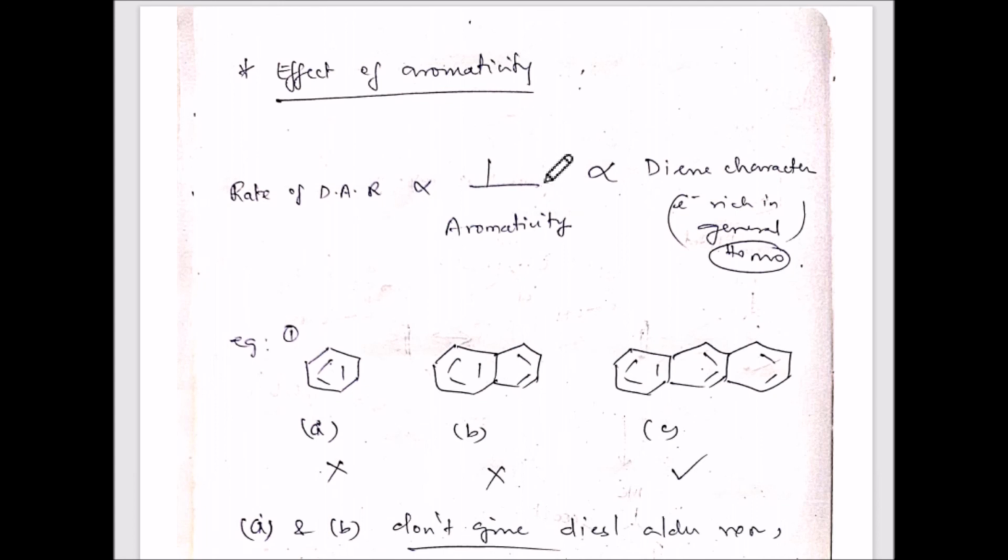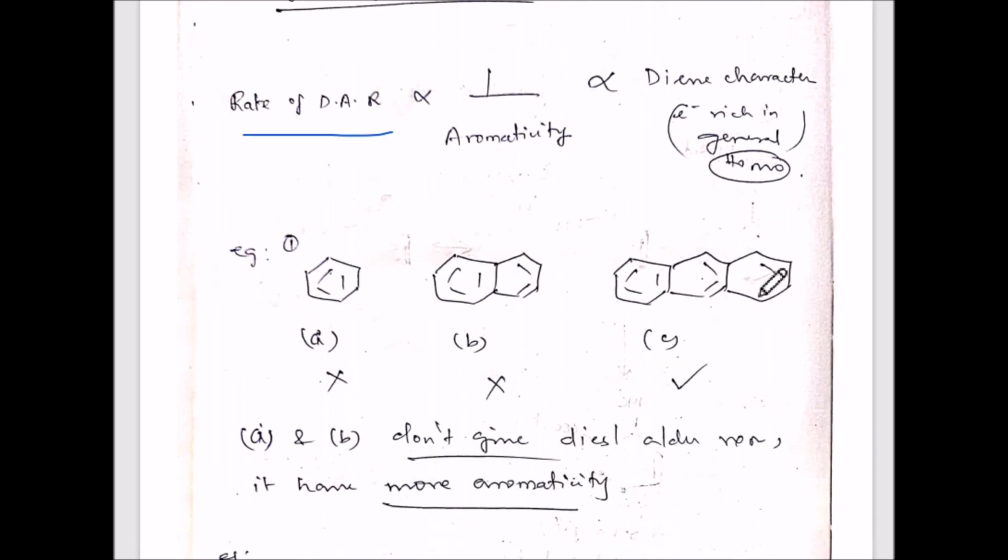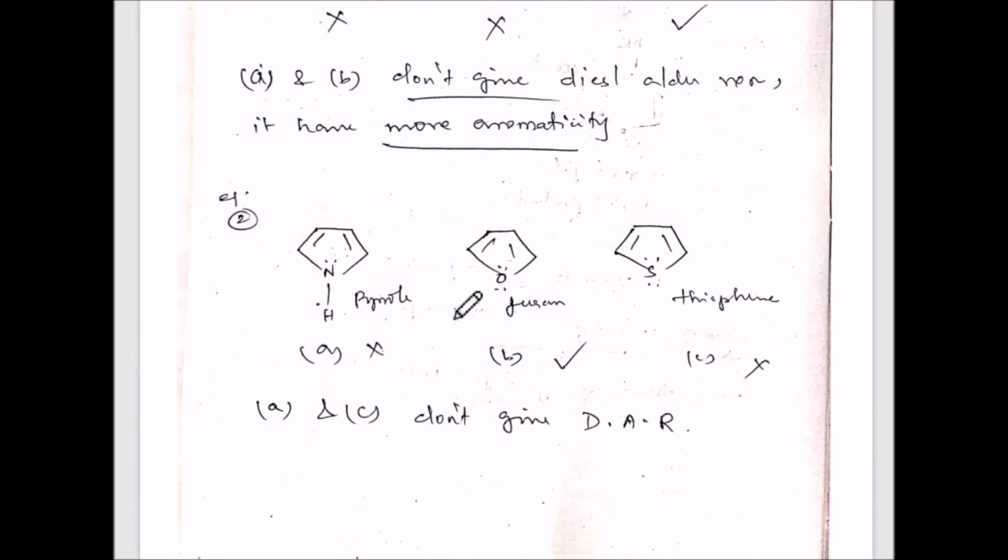Okay, so what is the effect of aromaticity on the Diels-Alder reaction? The rate of the Diels-Alder reaction is inversely proportional to aromaticity. If you have increased aromaticity, it will decrease the rate of the Diels-Alder reaction. You see here you have benzene, naphthalene and anthracene. In benzene and naphthalene the aromaticity is more than in anthracene. So the Diels-Alder reaction will be favorable for anthracene. Sometimes anthracene can be used for trapping the benzyne intermediate. This is a very important application of the Diels-Alder reaction.